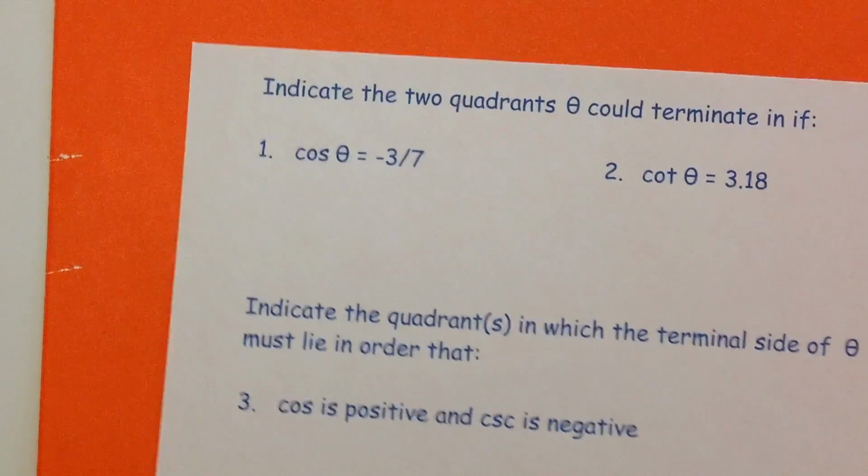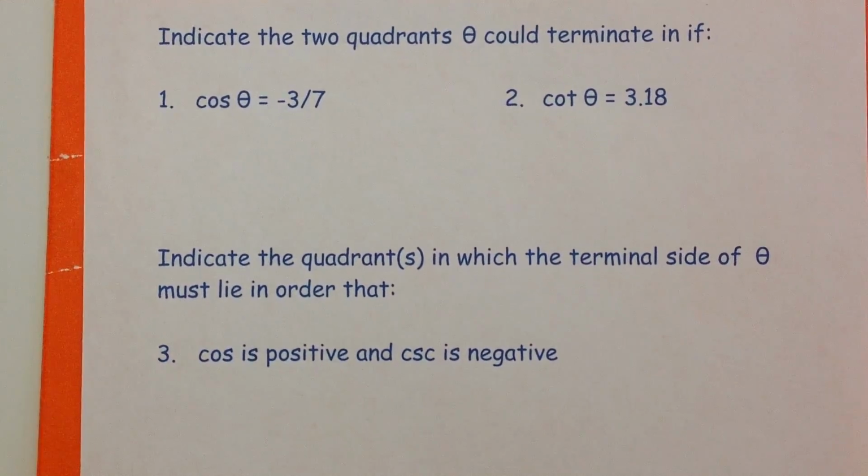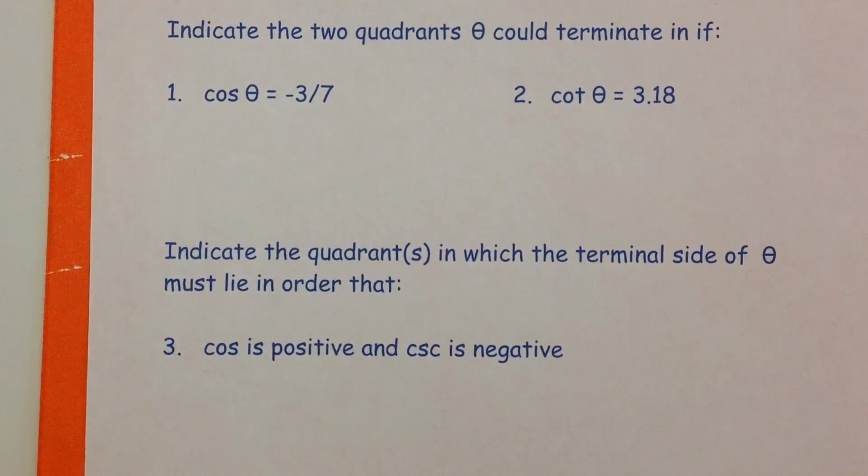The problems that we have here will actually help you a little bit with the all students take calculus that we were just talking about. It says to indicate the two quadrants that theta could terminate in. So where does my angle stop? I can determine that based on whether my trig function is positive or negative.